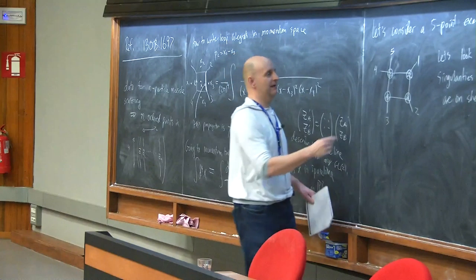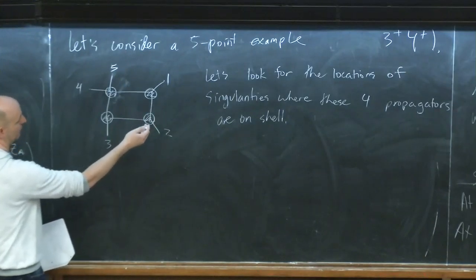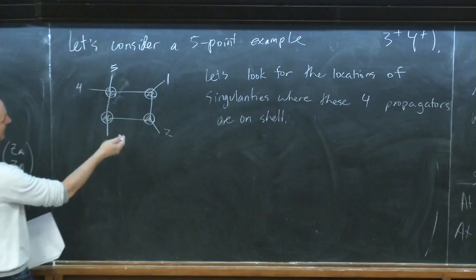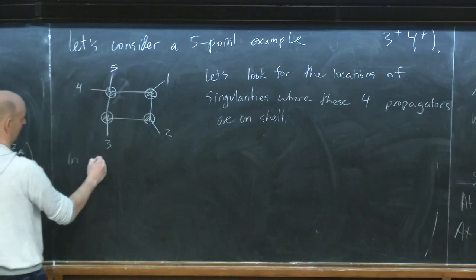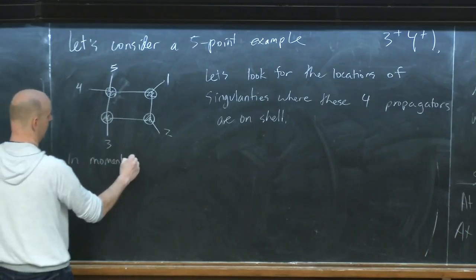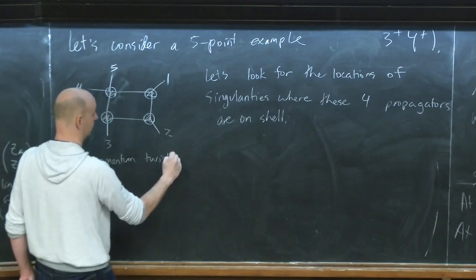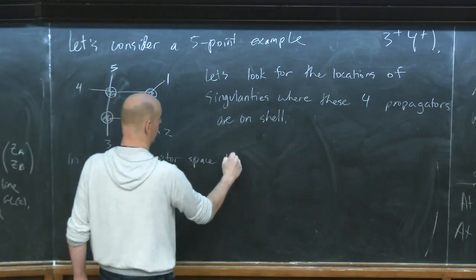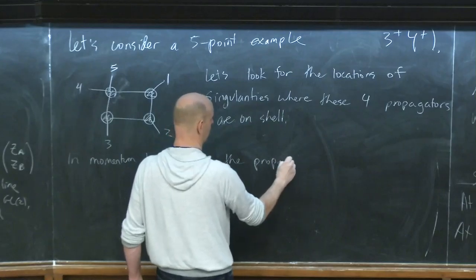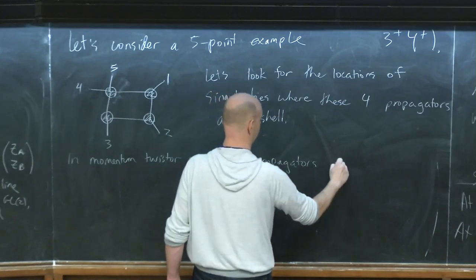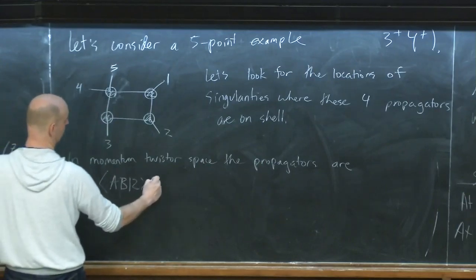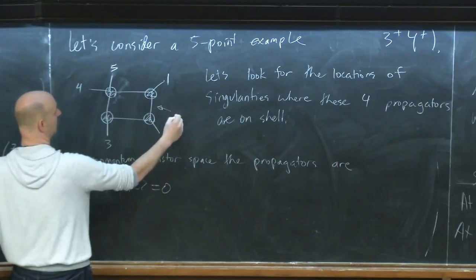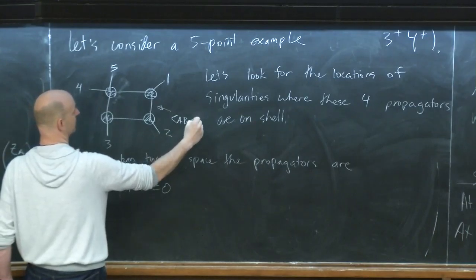And instead of using L, L minus K1, L minus K1 minus K2, and L plus K4 plus K5, we want to do everything in momentum twistor space. In momentum twistor space, the propagators are very simple. AB 1, 2 equals 0. This is the propagator AB 1, 2.